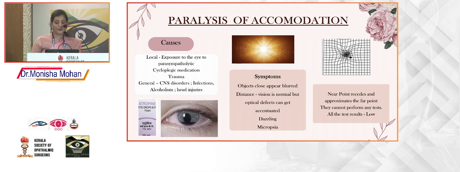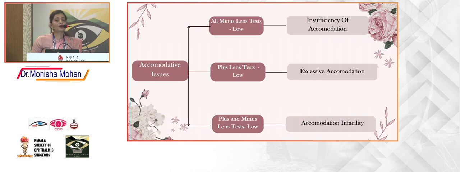So the object would appear blurred and distance vision will be normal, although there will be optical defects like dazzling and micropsia. The near point recedes, the far point approximates, and they pretty much cannot perform any kind of test, and all the test results would be low. So all the minus tests being low is your insufficiency, all your plus tests being low is your excessive accommodation, plus and minus lenses being low is your infacility.